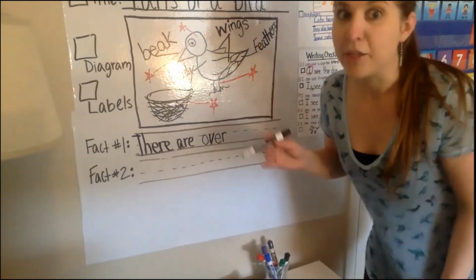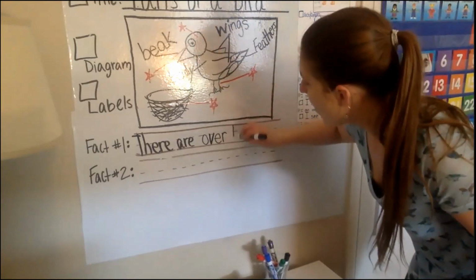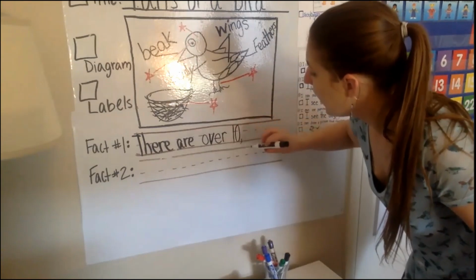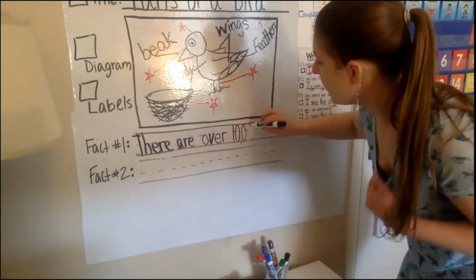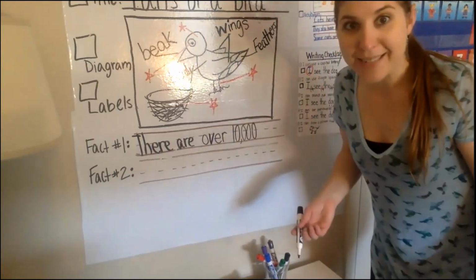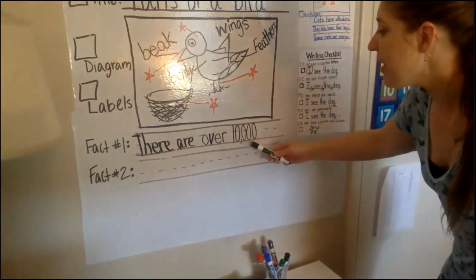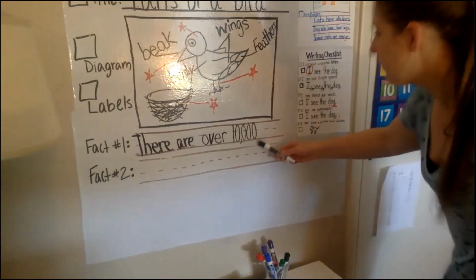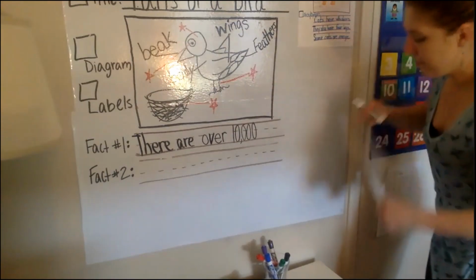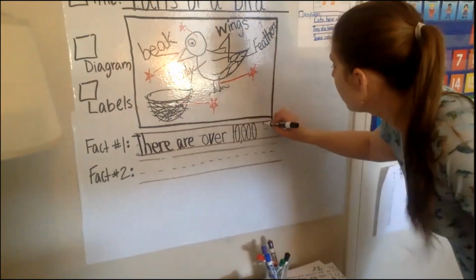10,000. Okay, that's a huge number. This is how to write the number 10,000. You ready for this? 1, 0, comma, 0, 0, 0. That's how to write 10,000. There are over 10,000. I'm going to have to move this. I know I'm going to run out of room. Okay, there are over 10,000 kinds.